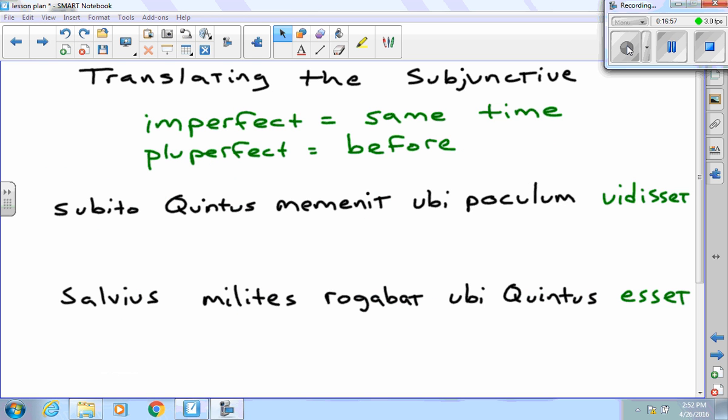Next we have translating the subjunctive. Now we've been working on this for a couple of weeks, so it shouldn't be too difficult for us. The imperfect subjunctive is going to be translated as the same time as the main verb. The pluperfect is going to be translated as before.